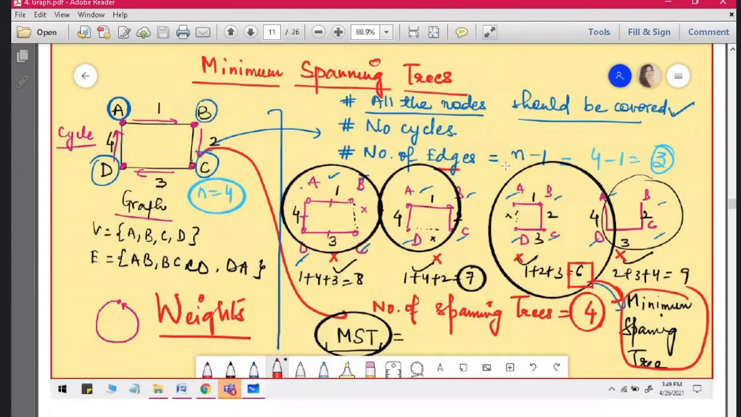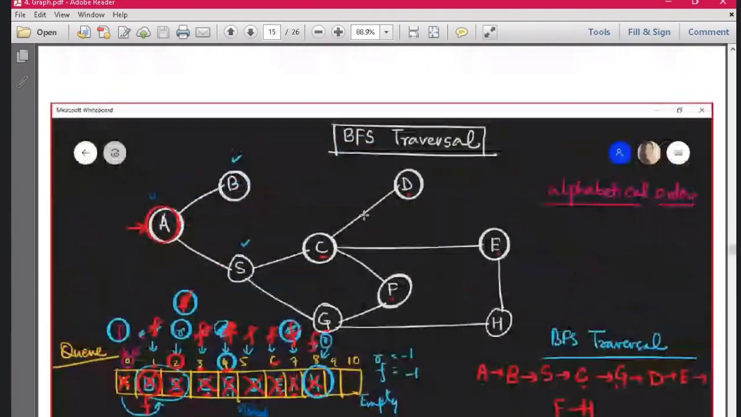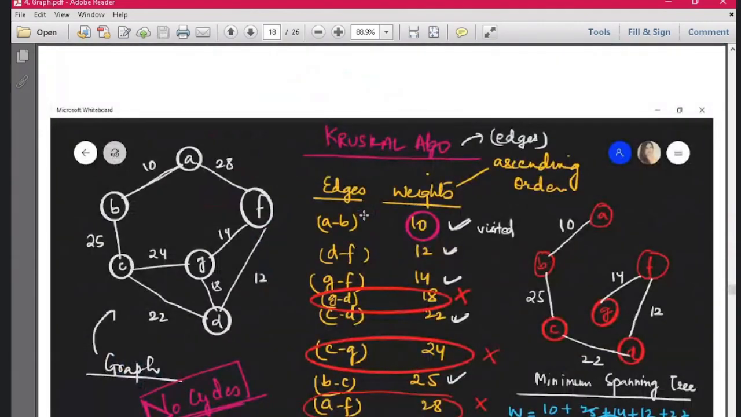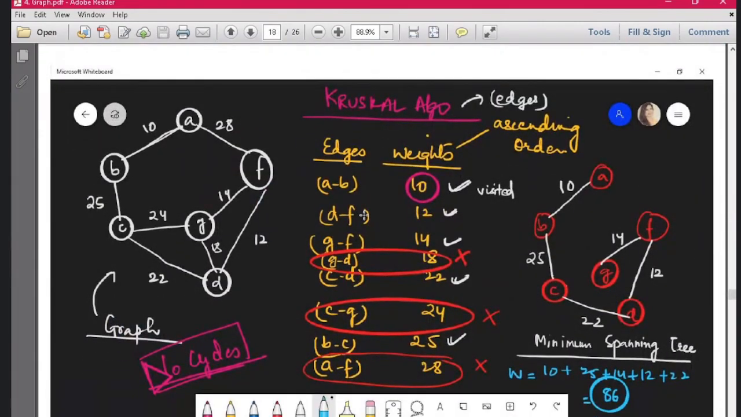But if we have graphs where the number of nodes is very large, in that case applying this rule will not be beneficial because manually looking into the number of nodes and their edges and their weights will be a tedious job, and it cannot be performed manually. So you have to do it through some algorithm. For minimum spanning trees, there are 2 algorithms which are used to actually find out the minimum spanning tree. So we will understand that in the coming slides. The first algorithm that we have is Kruskal algorithm, and the second algorithm is Prim's algorithm. Let's study them one by one.